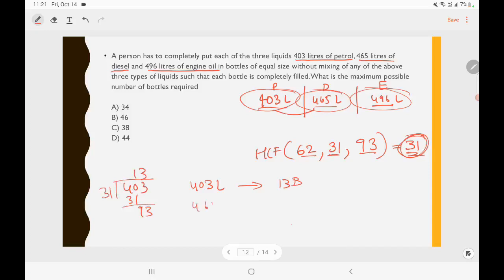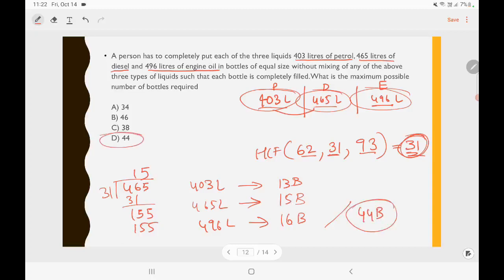Then for 465 liters of diesel, how many are required? 465 divided by 31. 31 into 5 is 155, so you will get 15. So 15 bottles are required. And for 496 liters of engine oil, you need 16 bottles. So the total bottles required is 13 plus 15, which is 28. 28 plus 16 is 44 bottles needed. So the answer is D, 44.